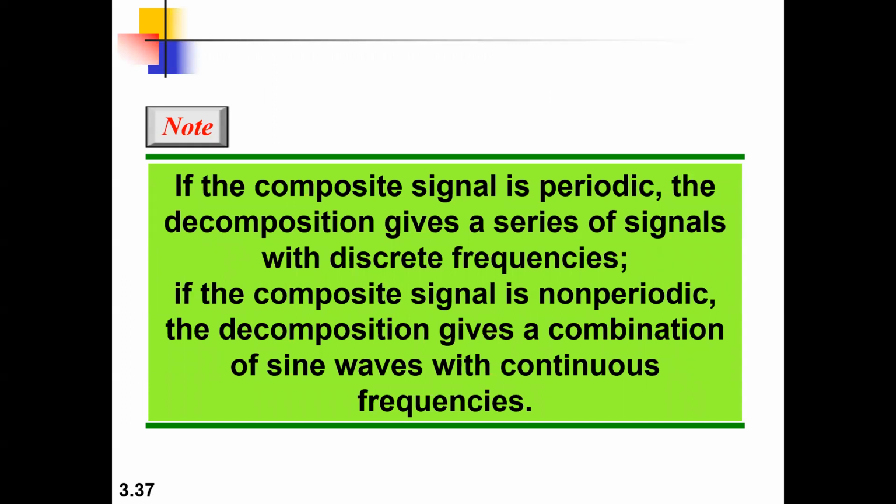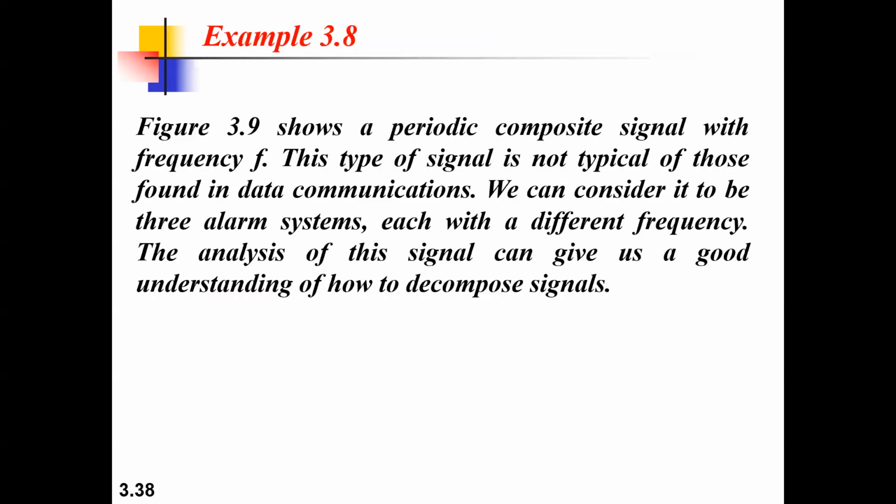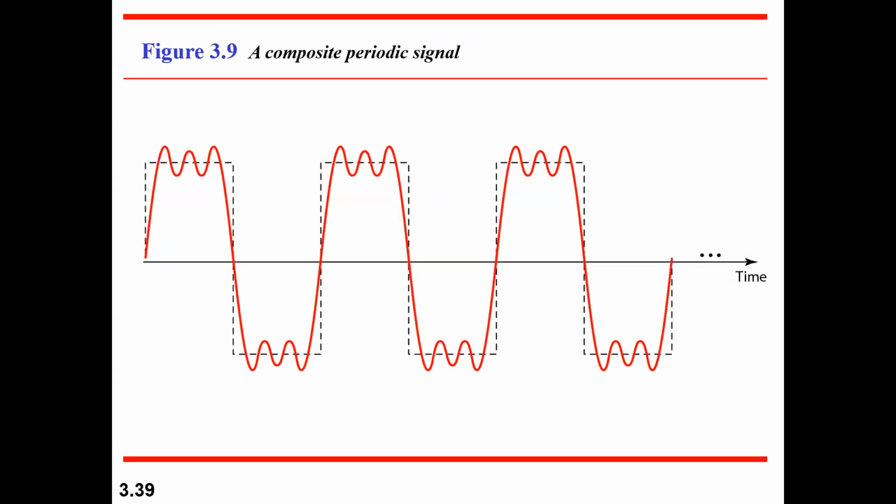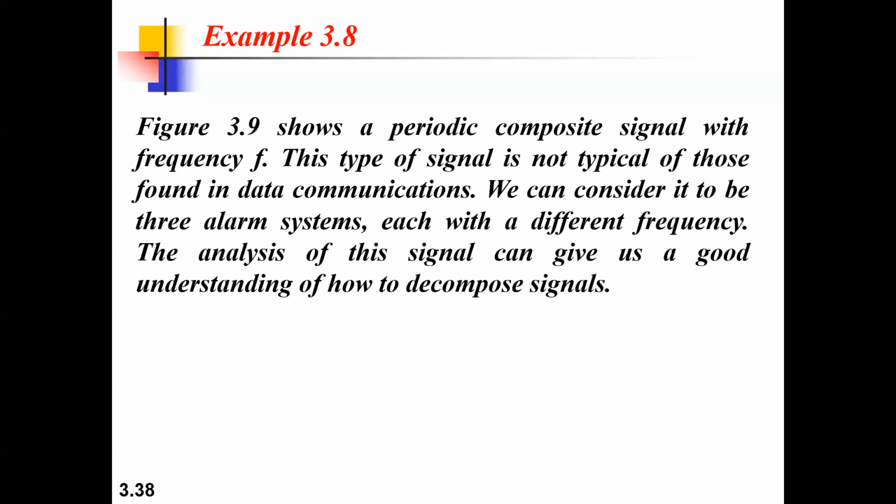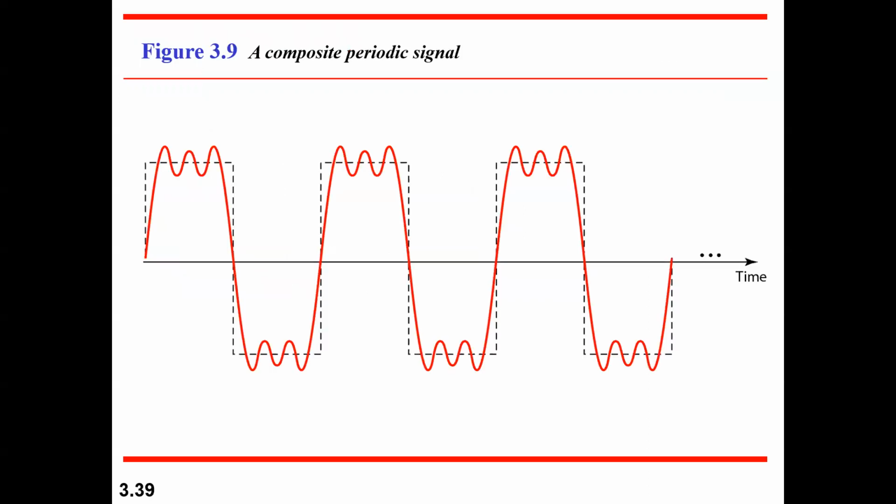So it says if the composite signal is periodic, the decomposition gives a series of signals with discrete frequencies, means normal numbers, discrete, okay? And the other one with continuous. And here it says this figure shows a periodic composite signal with frequency f, and this type of signal is not typical of those found in data communications. So it says we can consider it to be 3 alarm systems, each with a different frequency. The analysis of this signal can give us a good understanding of how to decompose signals.